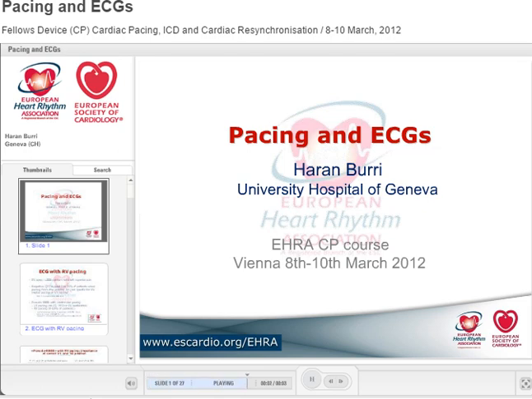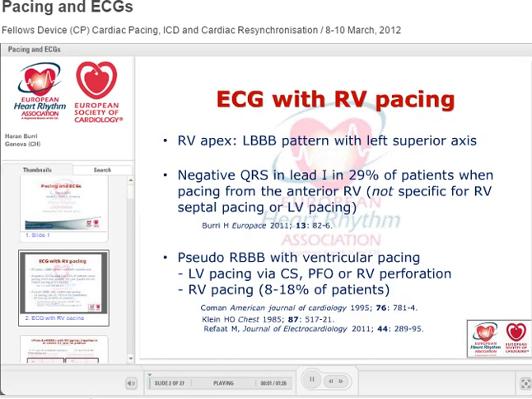ECGs and pacing. Okay, so I think we've already touched upon this on the very first day. There's a brief introduction. When you're pacing the right ventricular apex, the QRS configuration is a left bundle branch type of morphology with a left superior axis.